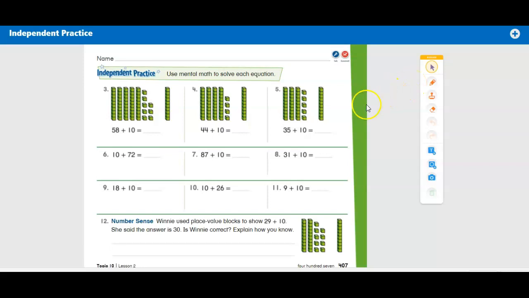So on this page, just like we did in our guided practice and as we saw in our animated video, you will solve for problems 3 through 11. Now is a good time to pause the video so that you can work on these problems. When you press play, we'll begin talking about number 12.